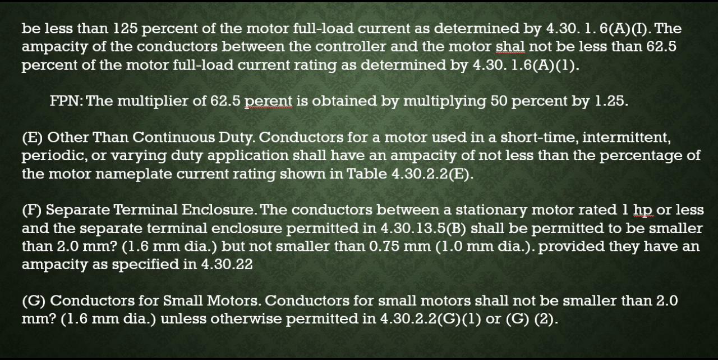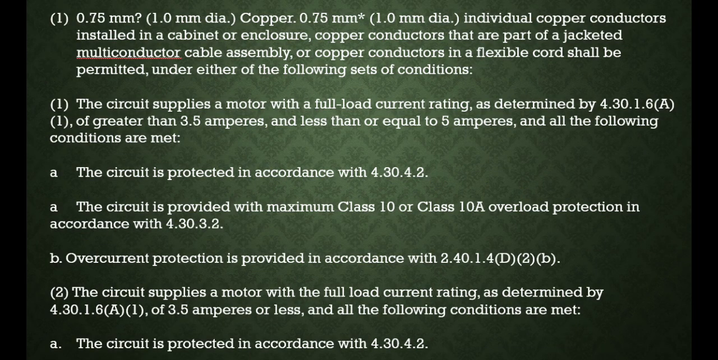And for non-continuous duty motors, conductor ampacity should follow table 4.30.2.2e. Conductors for small motors should generally be no smaller than 2 mm, with exceptions as detailed in 4.30.2.2 G1 or G2. So this section details conditions for using 0.75 mm copper conductors.